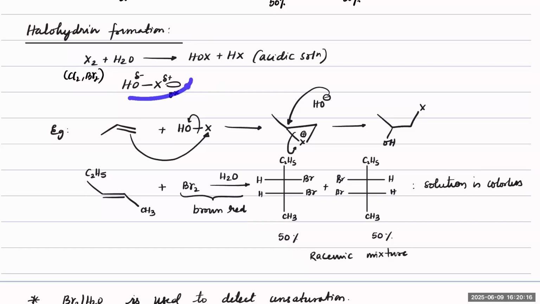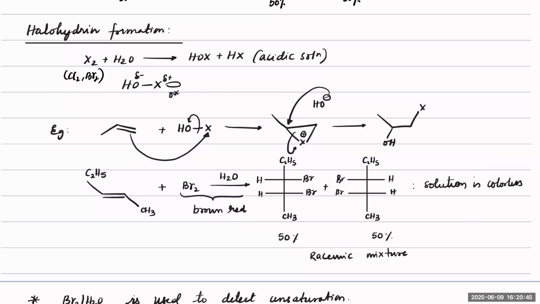So you will get this as HOX. And obviously, if you compare electronegativity, oxygen is more electronegative than the halogen, chlorine and bromine. Therefore, this will always carry negative charge, this will carry positive charge. So there is a delta positive charge on the halogen, which is sufficient enough for the pi bond to go and attack. So the pi bond from here will go and attack halogen here, right?